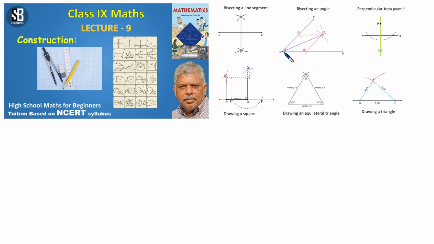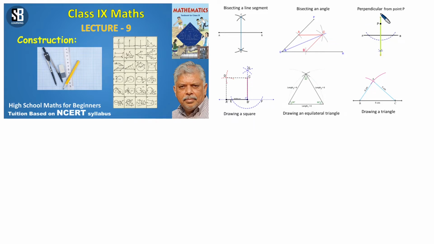Similarly you can also bisect an angle. To bisect an angle, you draw an arc here, and from this point you again draw, and this will bisect. Like here, you bisect from point A to B, and this line will be the bisector of the angle.